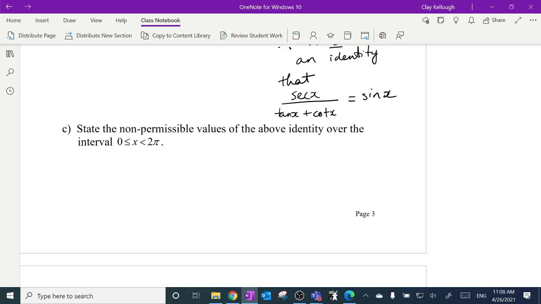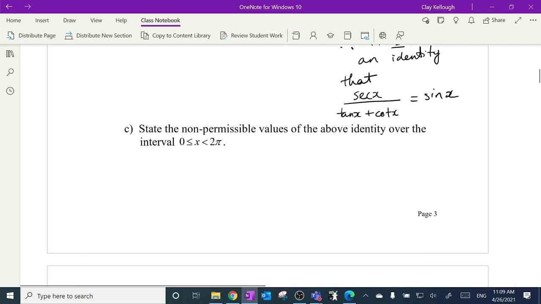I could have tried 30 degrees. I could have tried 45 degrees. I could have tried anything, as long as I didn't end up dividing by 0. Right? So obviously I could not have tried 90 degrees, because tangent doesn't exist at 90 degrees. Right? All right. B.